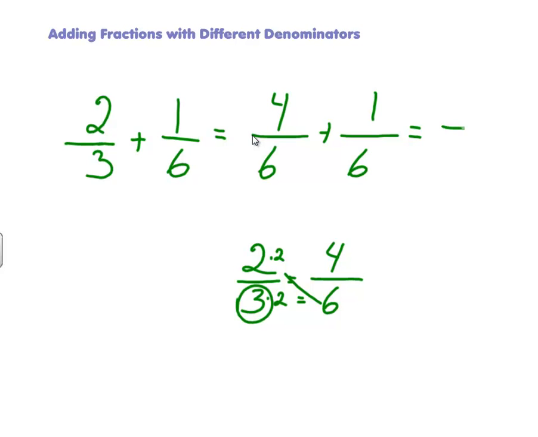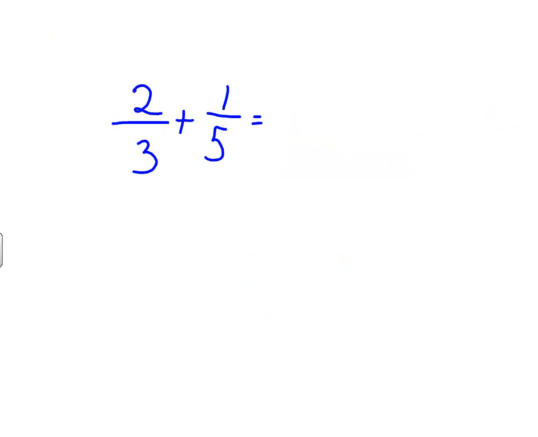Now we have common denominators, so we can move the denominator over and add the numerators. 4 plus 1 is 5. And that gives us an answer of 5/6, which doesn't need to be simplified. Let's try this again on another problem.